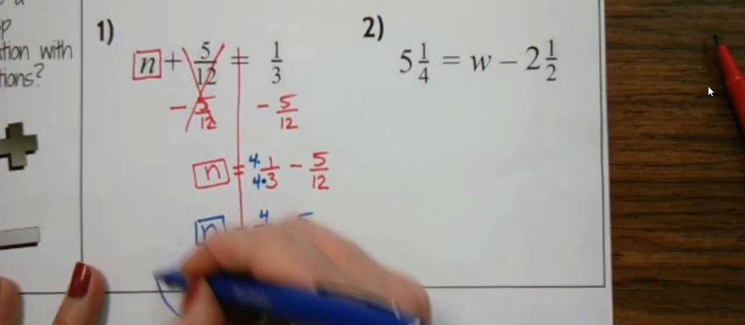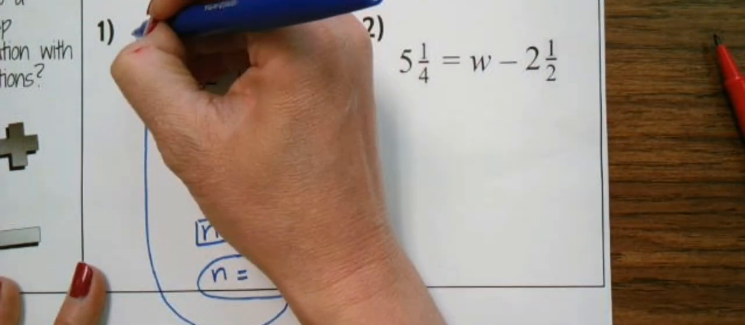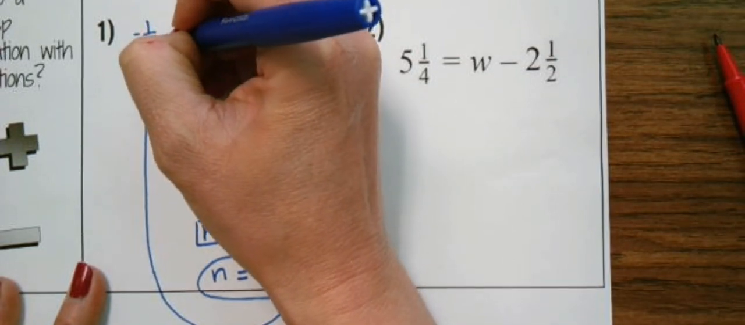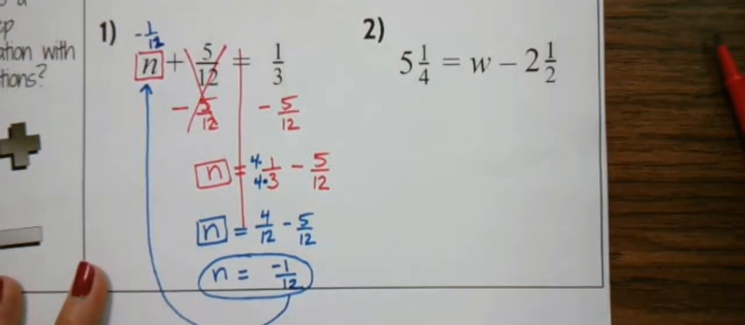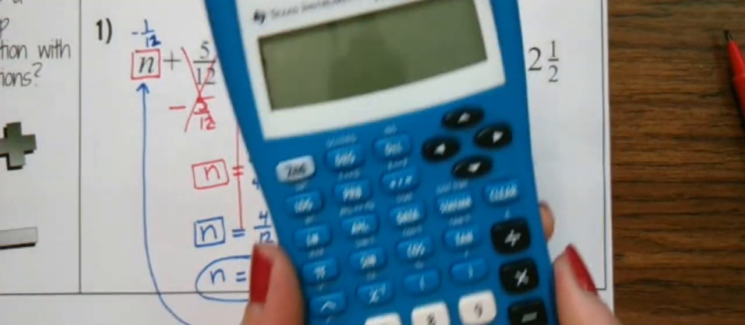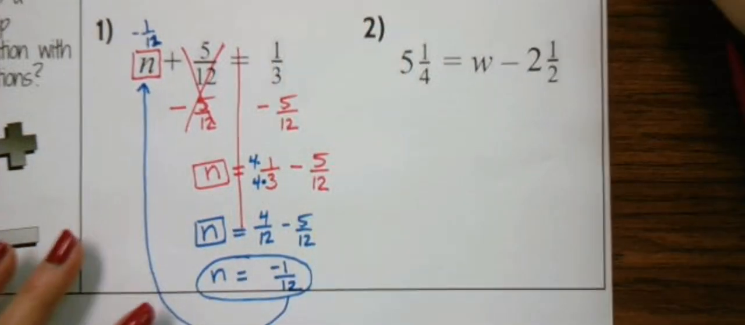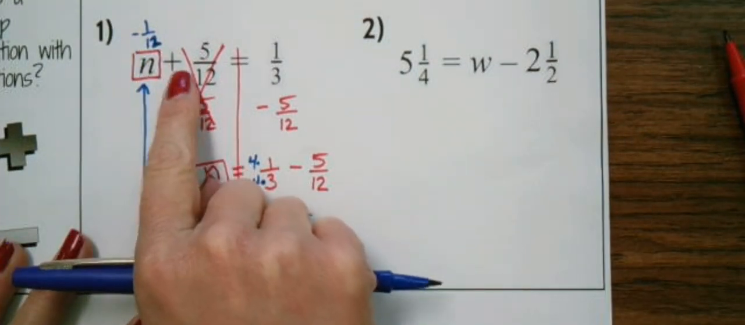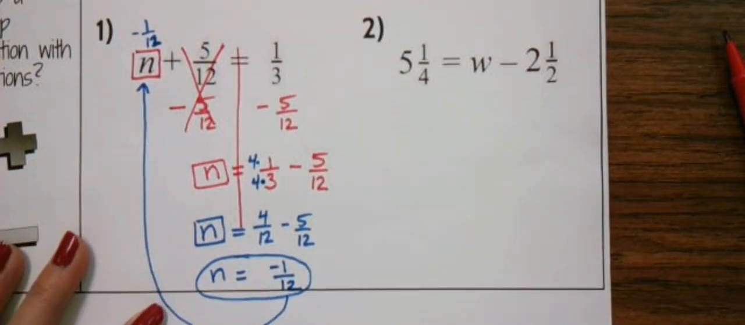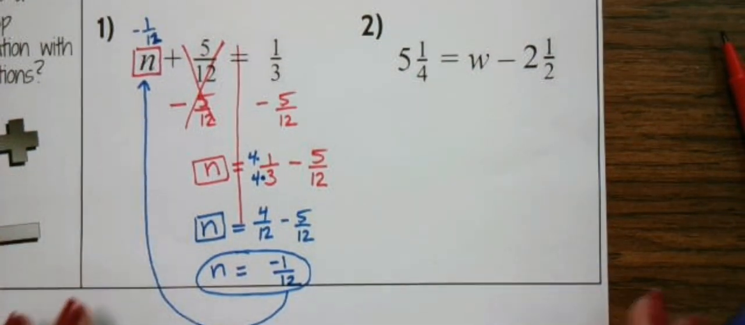So if I were to plug that back into the equation for n, -1/12, I could check on a calculator to see if I'm correct. And on a calculator, that ABC button right there, that is your fraction button. And you could type in -1/12 plus 5/12 and see that it equals 1/3. All right, we found the value of our mystery n.